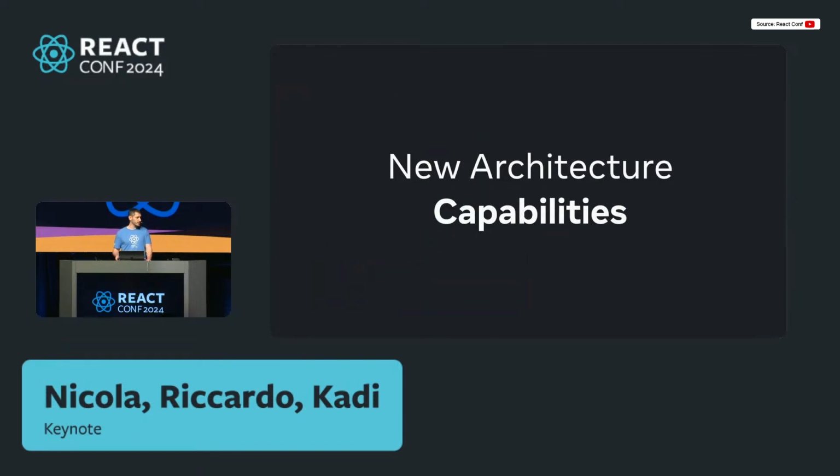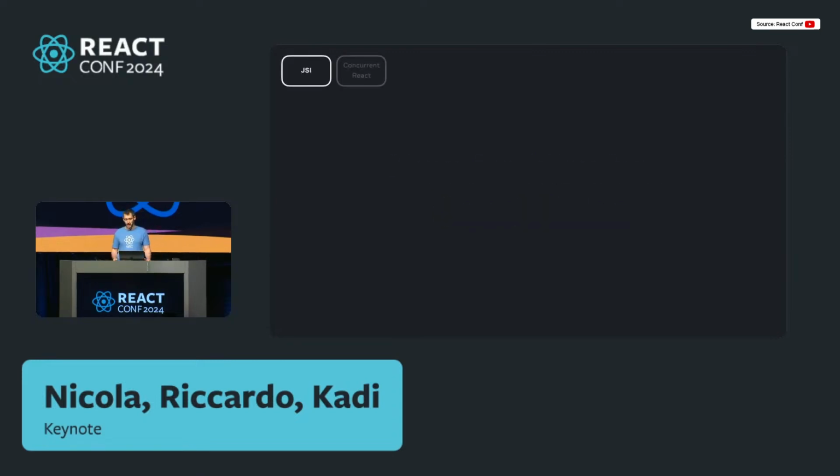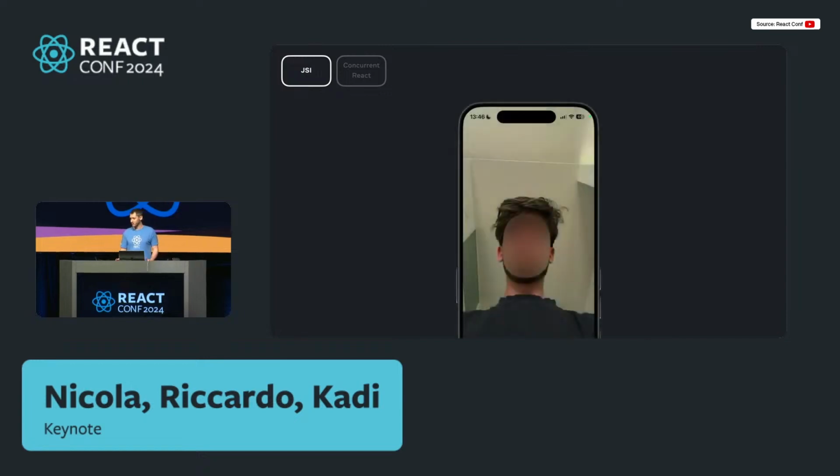So the new architecture is not just a rewrite, of course. It enables much more capabilities that you can use directly in your application. Let's start with one that I already mentioned, which is JSI. What I'm about to show now is something that with the old architecture was not possible to implement properly. We tried a couple of times. The CPU was skyrocketing, the device was overheating, and the result was, well, not great. So have a look at this video.